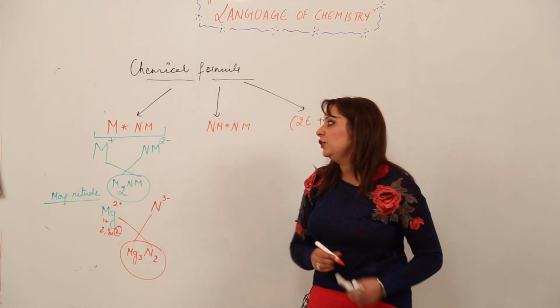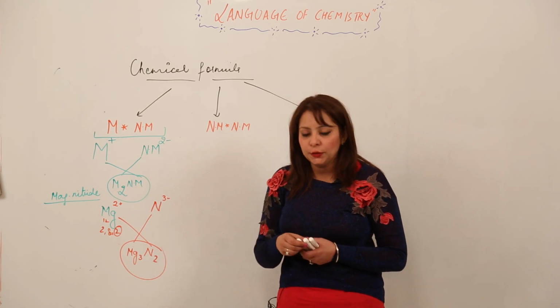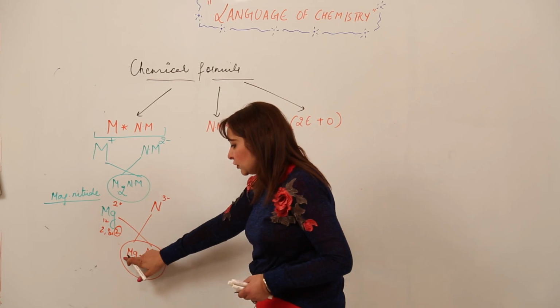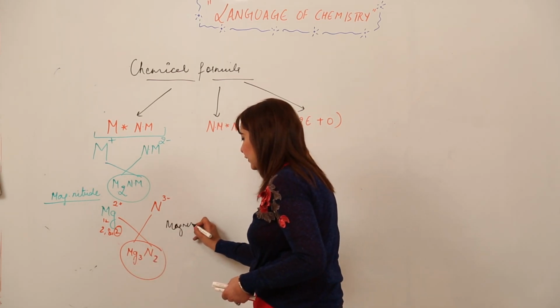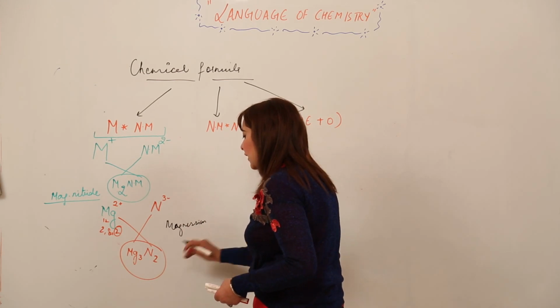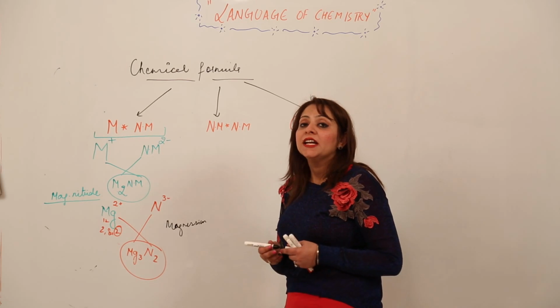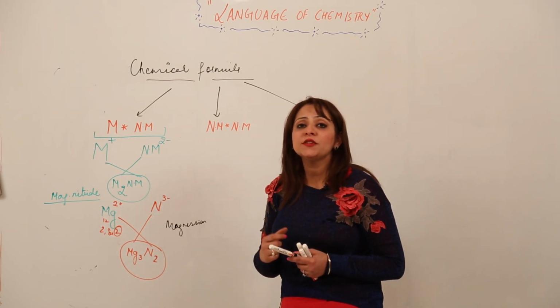And one more thing you need to remember: whenever we are naming a compound formed of metal and non-metal, we have to write the name of the metal first. So this is metal, so I am writing magnesium. And in case of non-metal, I know it is nitrogen. So what will be done? At the end of the nitrogen, the suffix is going to change.